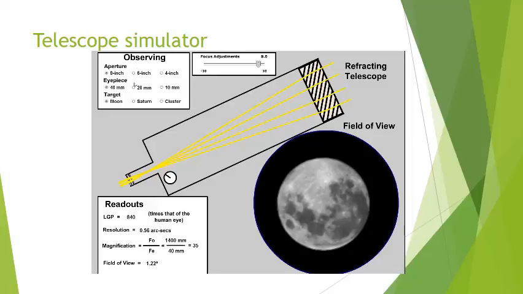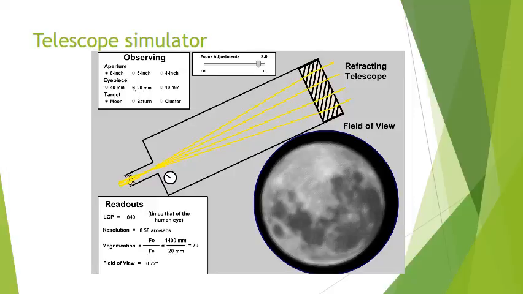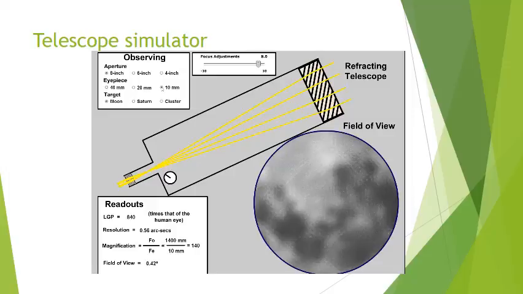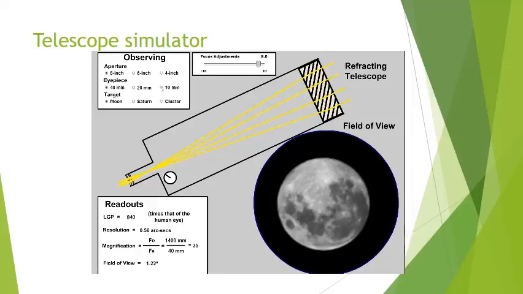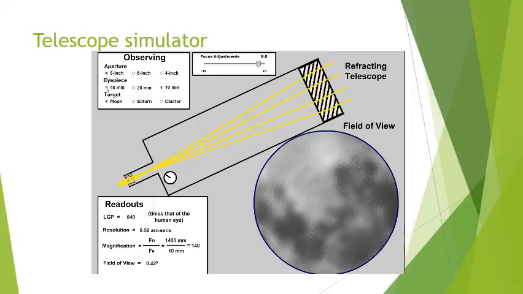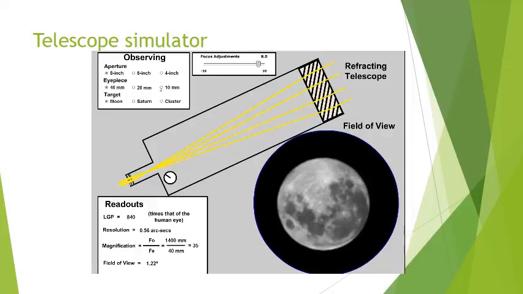Okay, now what else could we do? What would happen if I changed my eyepiece? Going back to my 8-inch telescope, let me change my eyepiece to a 20 millimeter or a 10 millimeter. Notice what happens here. Again, I'm decreasing my eyepiece focal length, and therefore I'm increasing the magnification. So I'm magnifying that image more by changing my eyepieces. But again, that's kind of limiting.